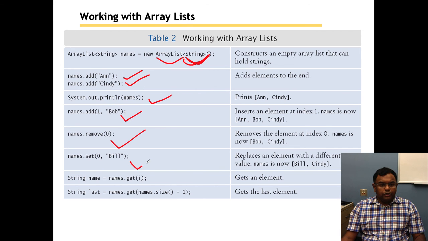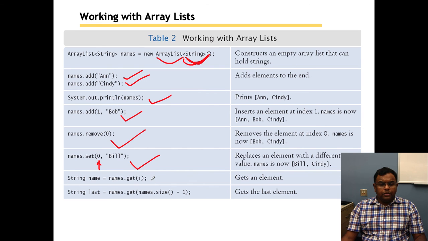If we do the set operation, then remember, set will not insert an element, set will just edit the element at that particular index, and whatever string was there will be replaced with Bill. So it will be Bill and then Cindy, because we have already removed something. So it is Bill, Bob and Cindy. Now it will be edited to Bill and Cindy.